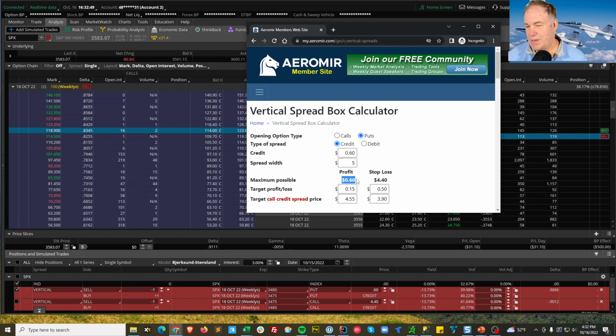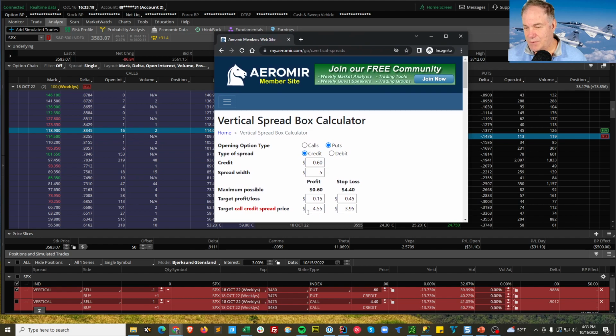Now, the maximum we can make on this is 60 cents. If this expires worthless, the most we can lose is $4.40. And you saw that on the risk graph. It's a pretty poor reward to risk ratio, but we manage the risk. So let's say for the sake of argument, we want a 15-cent profit, and the total loss maximum of 50 cents. Or just say 45, 3 to 1. So let's see how that looks.